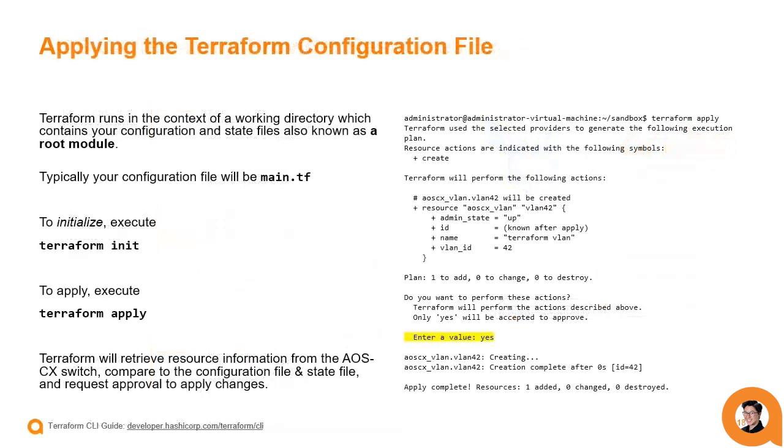Now that you've defined your configuration file, it's time to apply those changes using Terraform. Terraform runs in the context of a working directory, which contains your configuration and state files, also known as a root module. Typically, your configuration file will be named main.tf, and once that's defined, you execute your terraform init command to initialize your workspace, and then terraform apply to initiate the plan and apply stages. Terraform will report the changes and differences it's found between your device and the Terraform state file. After receiving a confirmation from the user, it will then execute the necessary REST API calls to get the AOS-CX switch into the desired state.